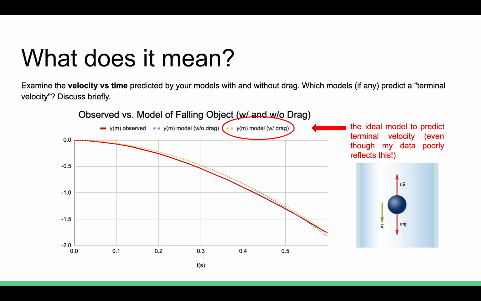An object will reach terminal velocity when the force of gravity is equal to the force of drag, so there has to be a drag force present. Hence the reason the model with drag force would be the ideal model to predict terminal velocity, even though my data does a poor job of reflecting this principle.